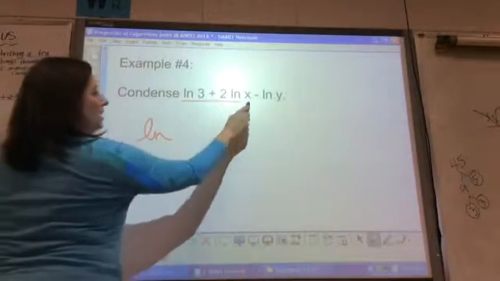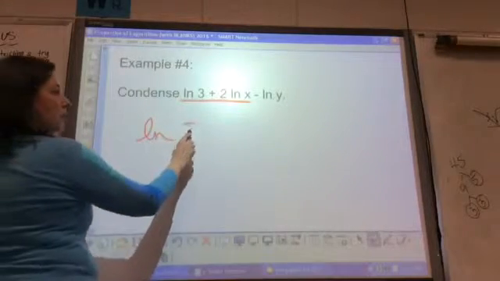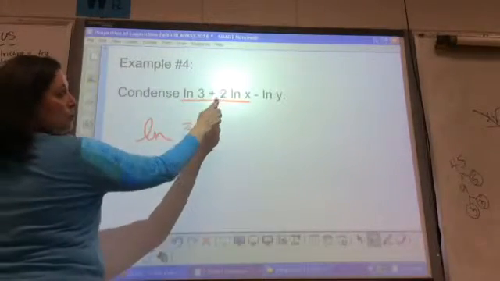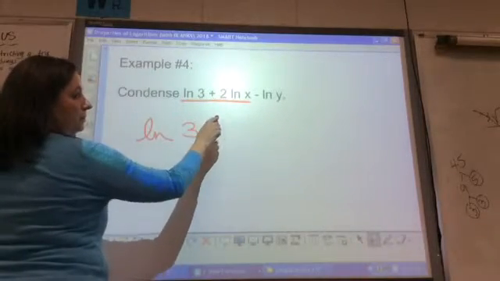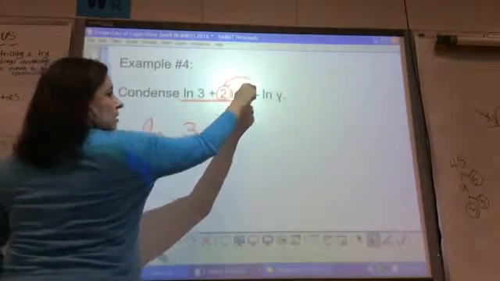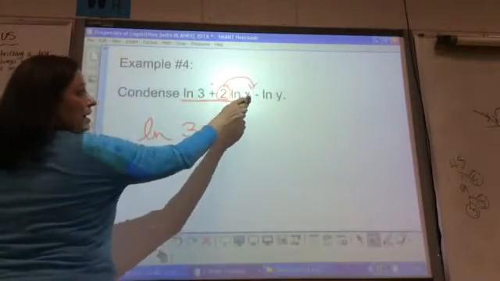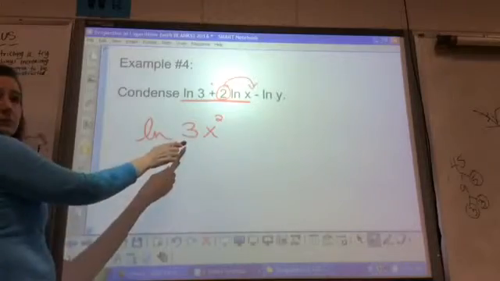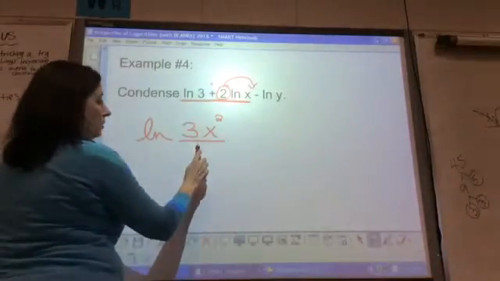What's happening here? 3 times x to the, all right, the 2 bumps up. So that's 3 times x squared. This over. Very good. You're good at this.